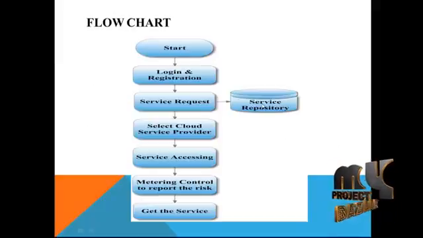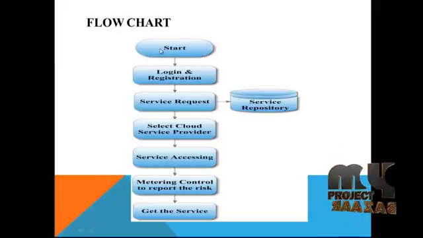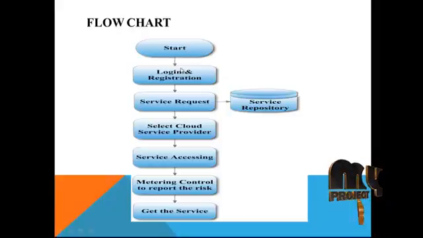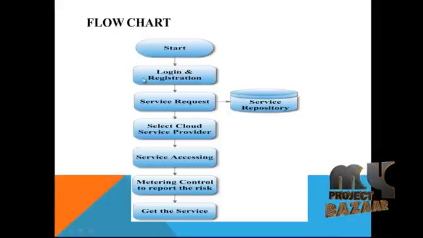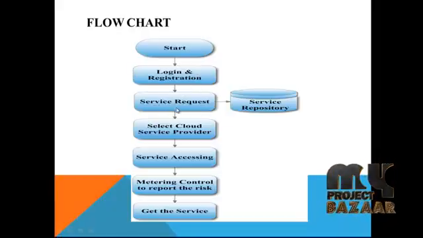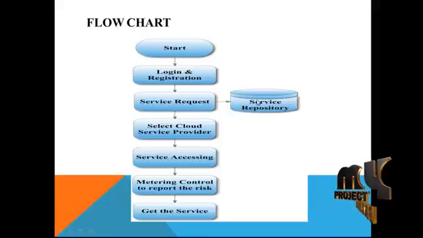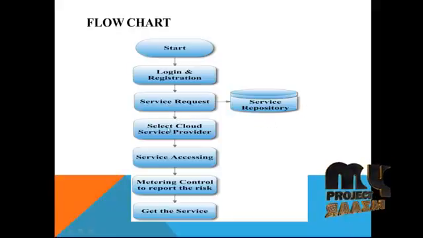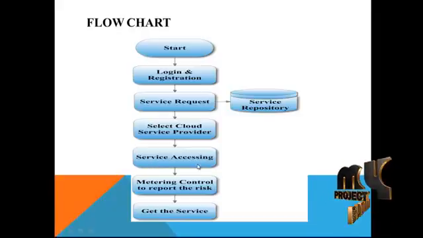Now I am going to explain the flowchart diagram. First of all, we start the project and then login or registration. If you are a new user, then you have to register your details. Otherwise, you have to log in, and then make a service request. The service requests are stored into the service repository, and then the user selects any one of the cloud service providers and then accesses the service.